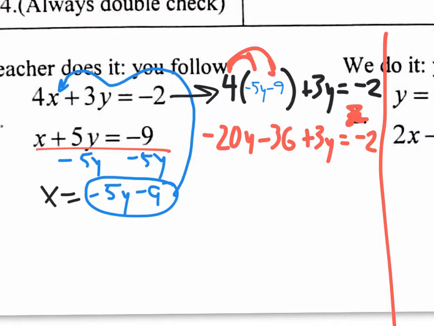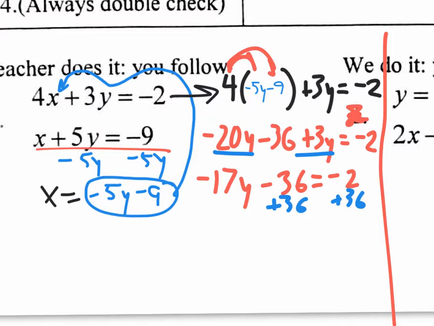And let's continue solving by combining like terms. Let's combine the y's. We have a negative 20y and a positive 3y. So right here on this, just in our heads, we're going to combine it. What do we get? Negative 17y. Let me rewrite everything. Minus 36 equals negative 2. And now what could I do? What should I do? Add 36 to both sides.